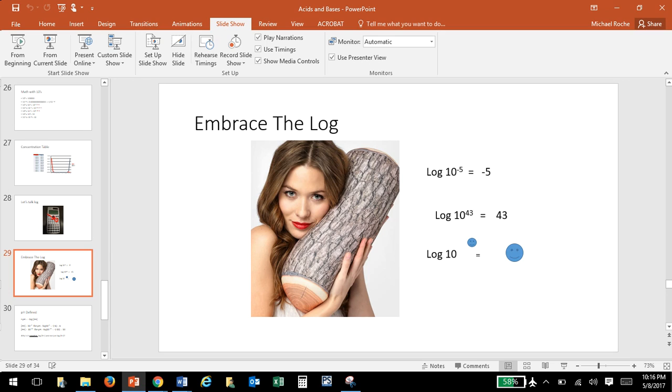In math class, hopefully you learned that the log base 10 of 10 to some exponent, in this case minus 5, is equal to what the exponent is, minus 5. So the log base 10 of 10 to the 43 would therefore equal 43. The log base 10 of 10 to any power would equal whatever that power is. So that's going to be helpful for this unit.